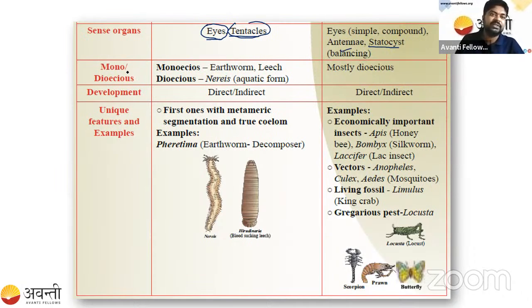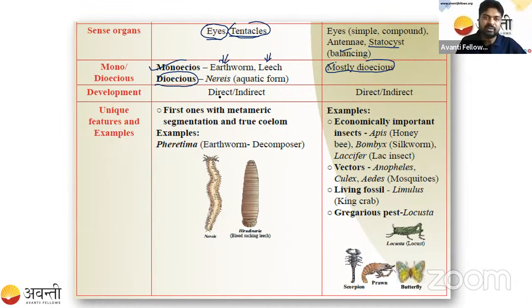Next one, they have monoecious species. In the case of monoecious, you can see examples like the earthworm and leech. Monoecious means both sex organs are present in one organism. That thing is known as monoecious. Dioecious means there is a male and female differentiation. Most arthropods are dioecious.